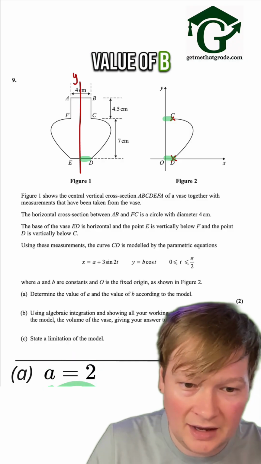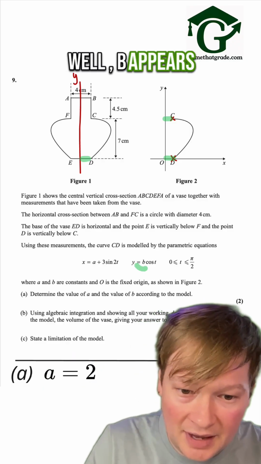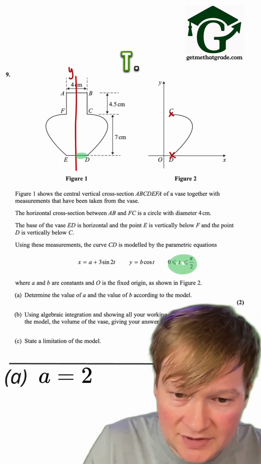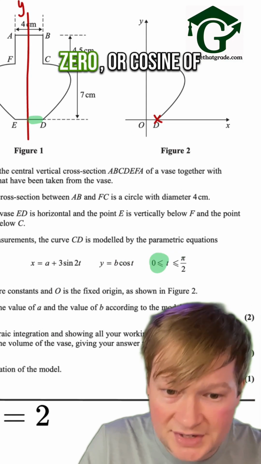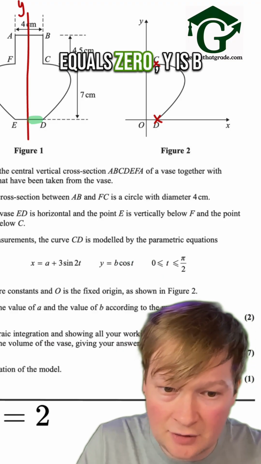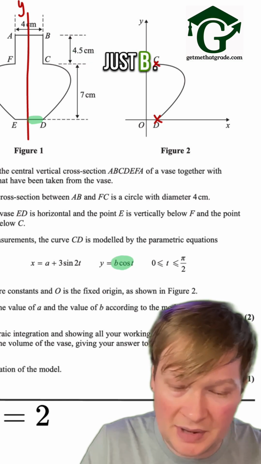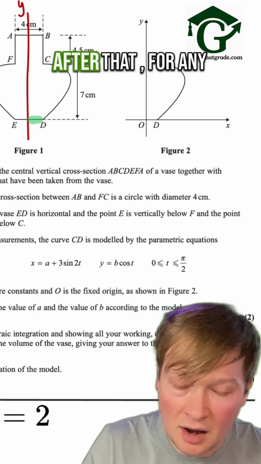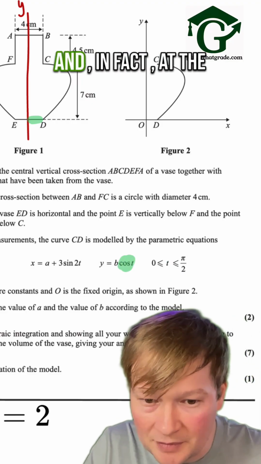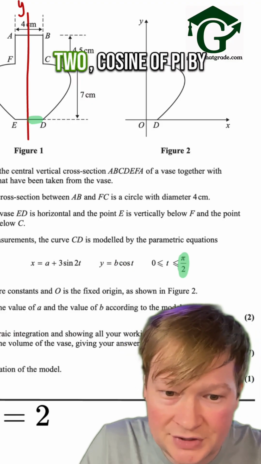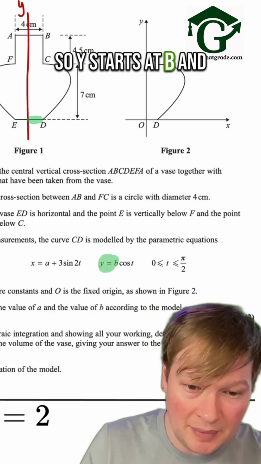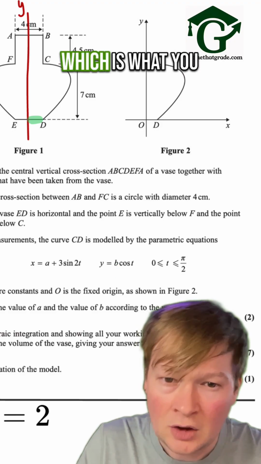What about the value of b? Well, b appears here in the formula for y. Let's think about how y varies as we change the value of t. This time when t equals 0, cosine of 0 is actually 1. So when t equals 0, y is b times 1, which is just b. After that, for any other value of t in this interval, cosine will get smaller. At the very end of this interval at pi by 2, cosine of pi by 2 is 0, so y is down to 0.